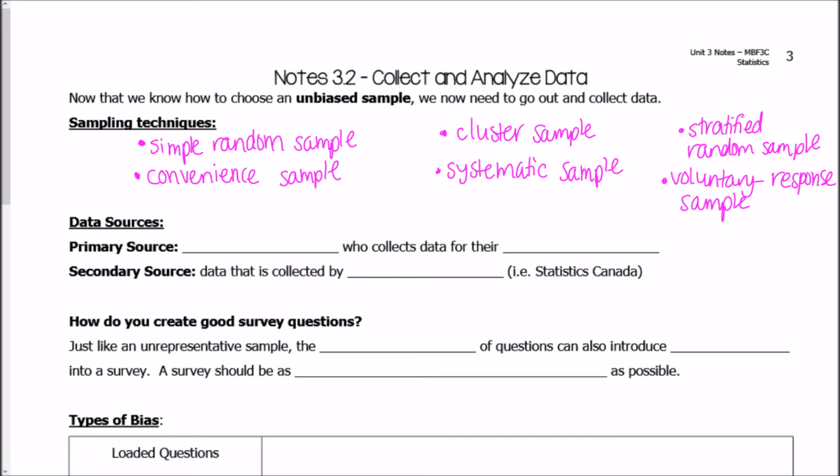Okay, so now we need to talk about data sources. Where does data come from? So there are two different types of data sources, and I'm sure you guys are familiar with this from any of your history classes. There's primary sources and there are secondary sources. So a primary source is someone who collects data for their own use. So they're not looking it up, they're not getting the information from somewhere else, they're actually collecting the data themselves, okay? And then a secondary source is data that is collected by someone else. So an example would be Statistics Canada, okay? And they're using a database of information.